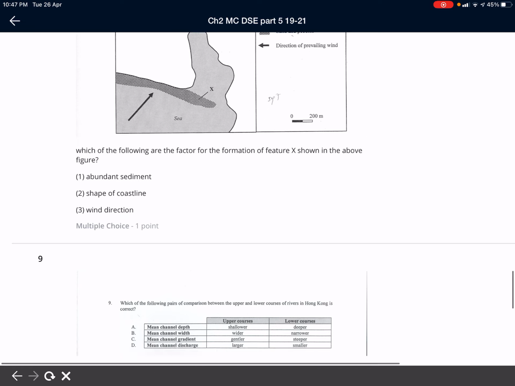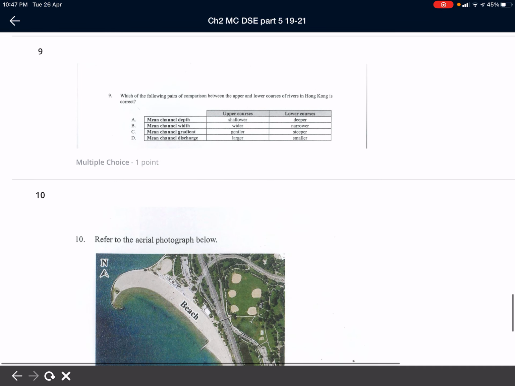Okay. So let's come to the 221 question then. 221 again also talking about, although it seems very tricky, but if you are going to drill the question really hard, you can grab the leakage of the past paper question indeed. Okay, so number 9, which of the following pairs about the comparison between the upper and lower course of the river in Hong Kong are correct?